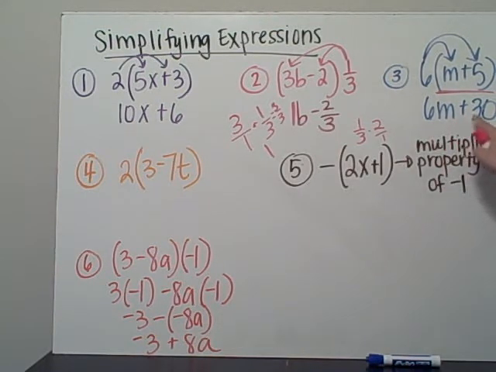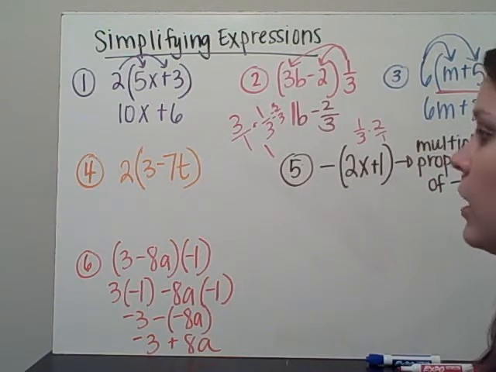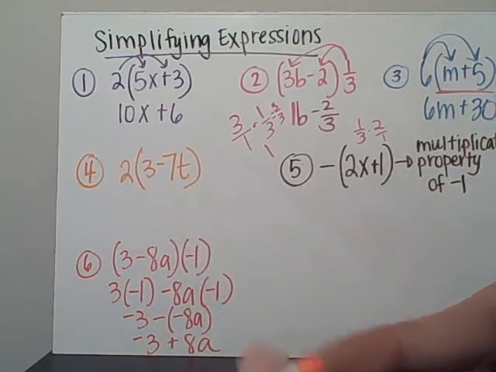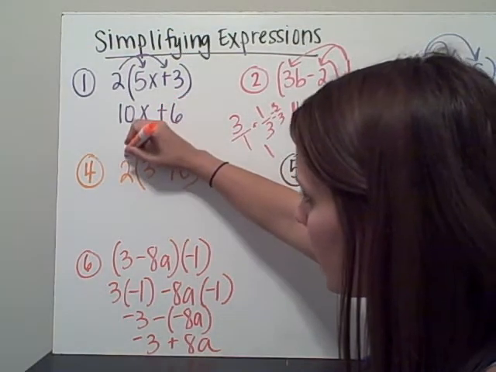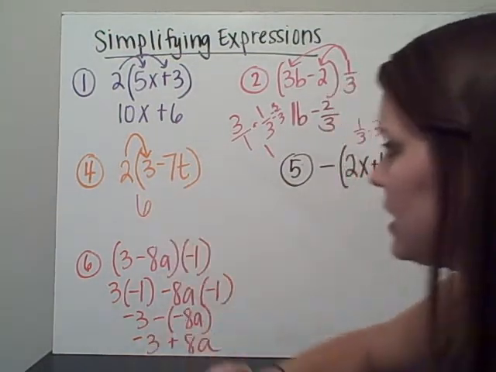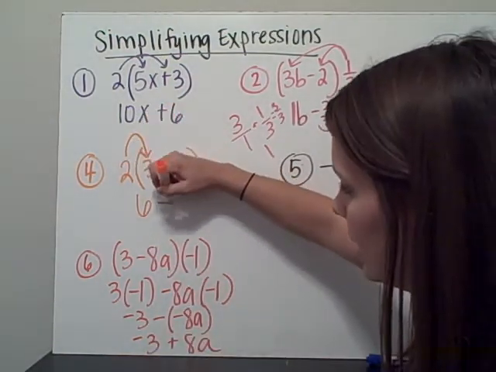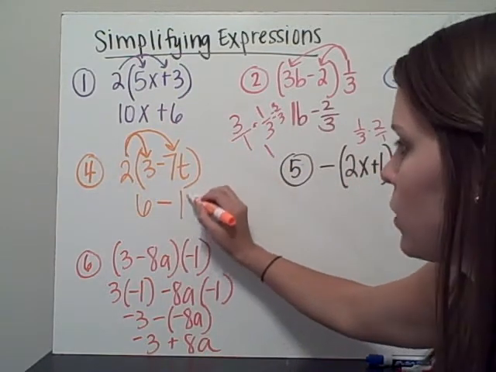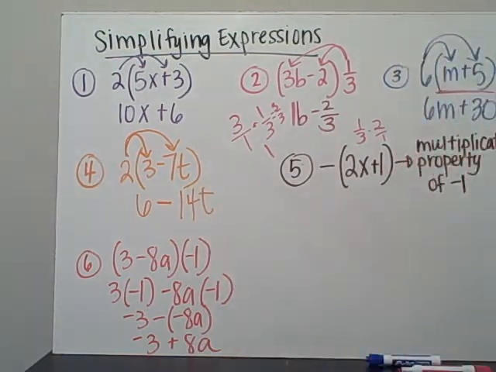So 6m plus 30 is the simplified expression. Let's look at number 4. We have 2 times the quantity, 3 minus 7t. So we want to multiply this 2 by 3. Well, 2 times 3 gives us 6. Now we're going to minus 2 times 7t. Well, 2 times 7 is 14 times t. This cannot be simplified anymore, so that's our simplified expression.